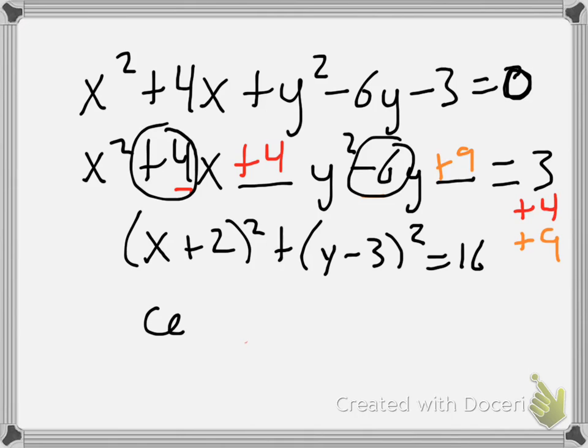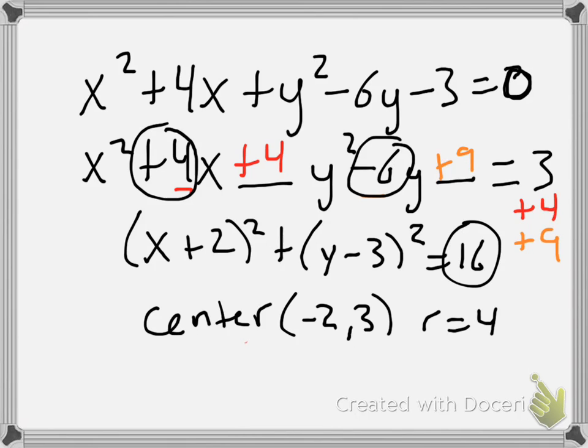So if the question wants to know what is the center of my circle, it's going to be at negative 2, 3. If it wants to know the radius, remember we take the square root of this number, so the radius is going to be 4. Okay, so that's one of those. That's definitely on the exam every single year, so that's definitely something you want to make sure that you know.